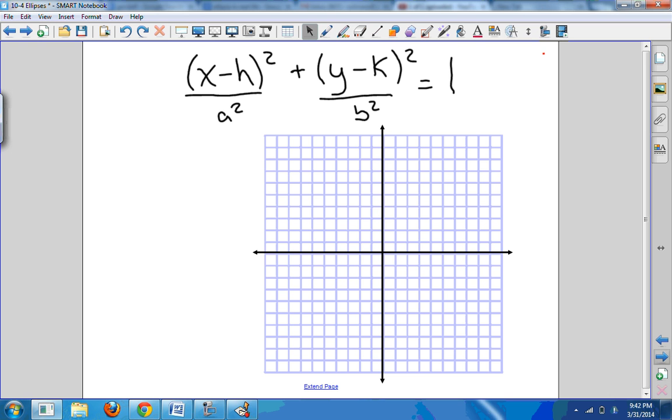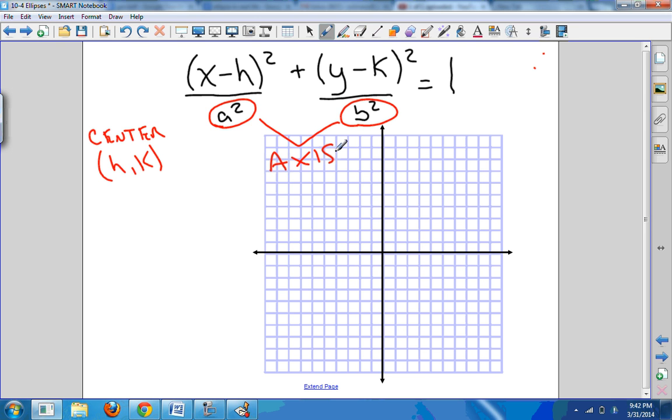So the equation looks difficult, but you'll notice that it looks similar to the circle equation. If we just cover up this a squared and b squared, if we ignore those, it looks like a circle equation. So just like the circle equation, the center of our ellipse is going to be at (h, k). This a and b, these guys are going to work with our axes.